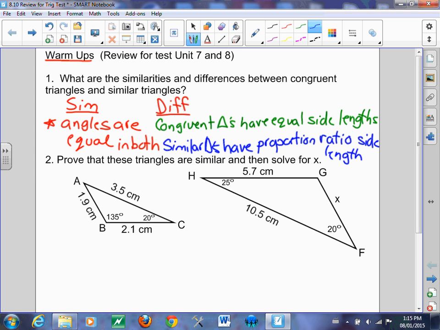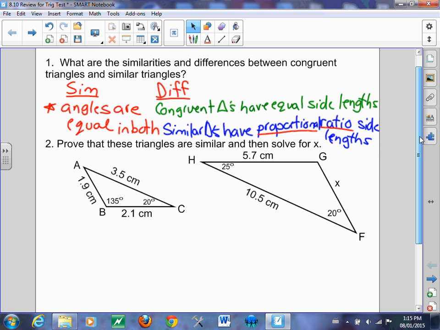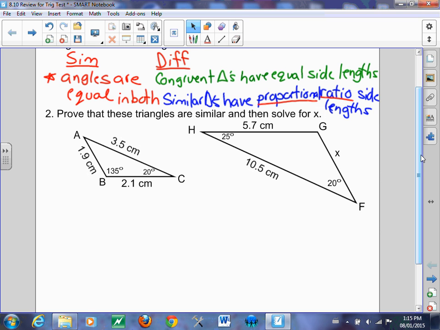Okay, so make sure, folks, that you've underlined and you know what those words mean. Proportional. Oh, I forgot my AL. Sorry, proportional. Let me put an AL in there. Proportional ratio sides. All right. Question 2. Prove that these triangles are similar and then solve for x.